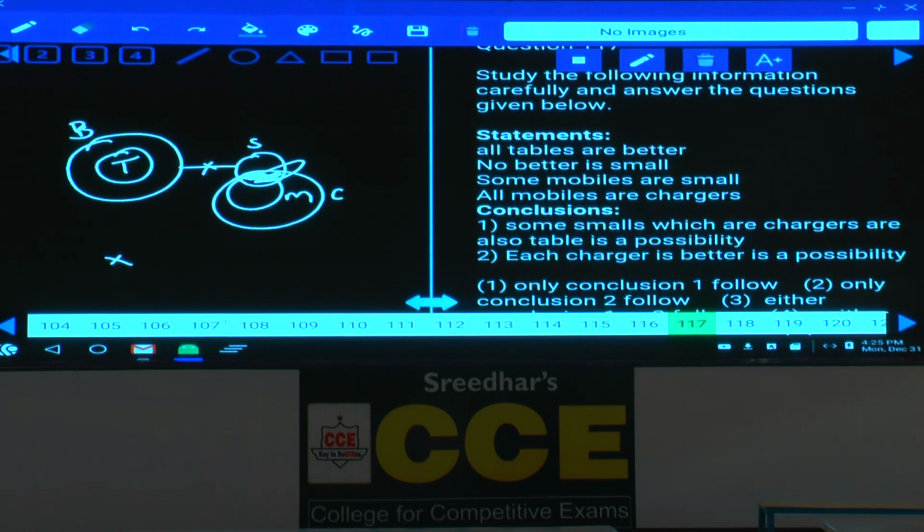Next one, each charger is better, is it possible? That means all charges are better is a possibility. All charges are better, is it possible or not? That one is also not possible, because in order to write all charges are better, your diagram of better must be like this. Can we draw better like this here? Hence none of these two were possible. Hence neither 1 nor 2, choice 4. 117, it is choice 4.